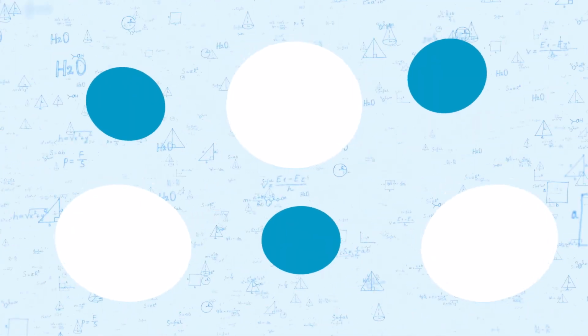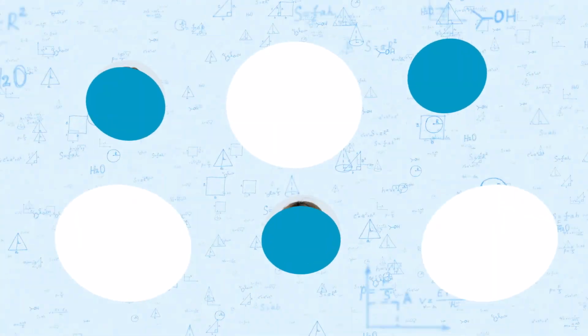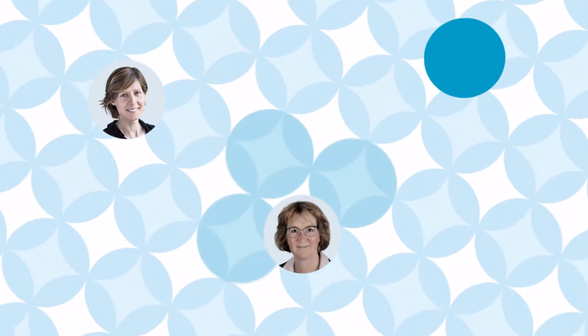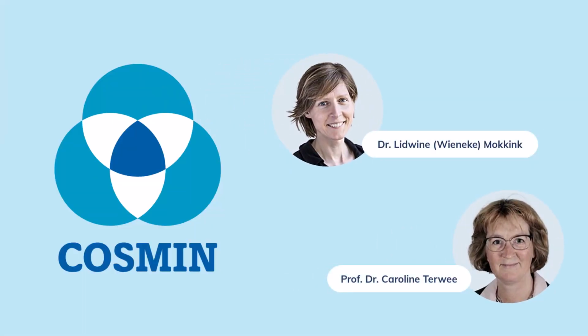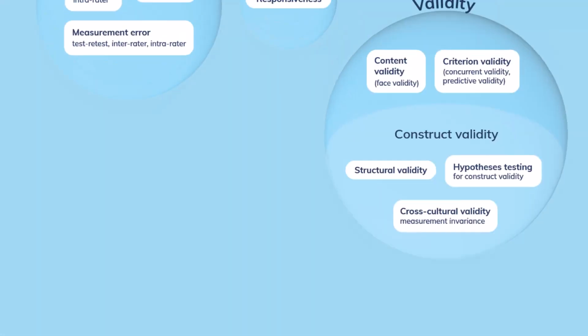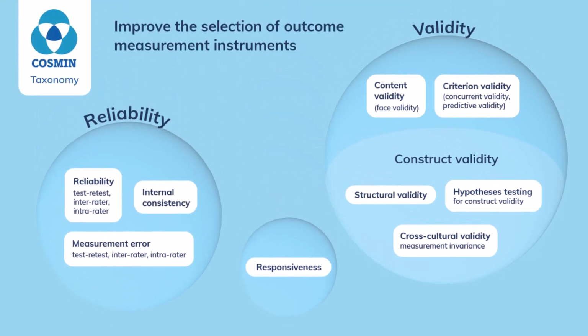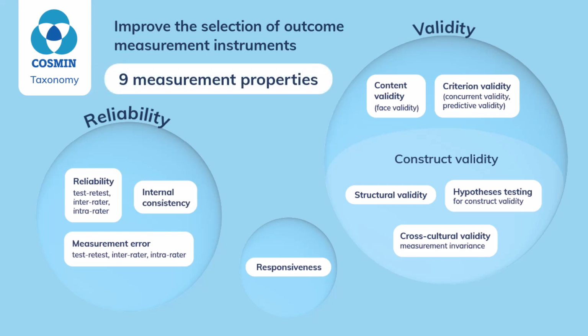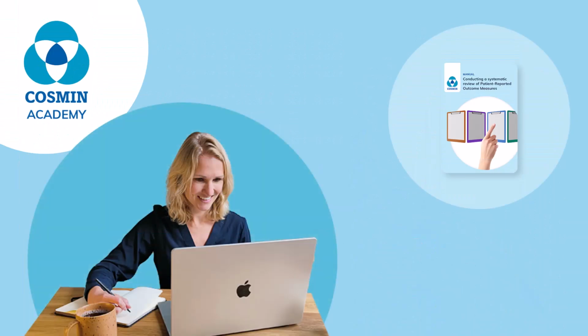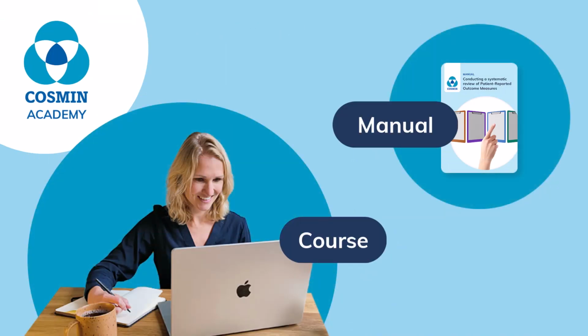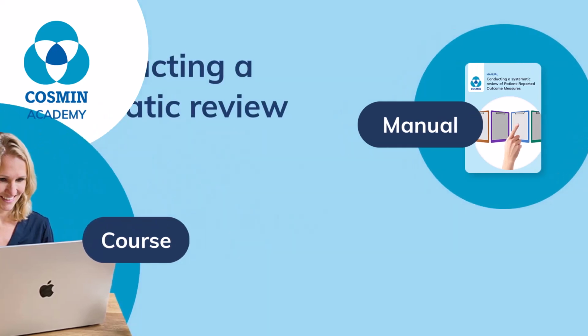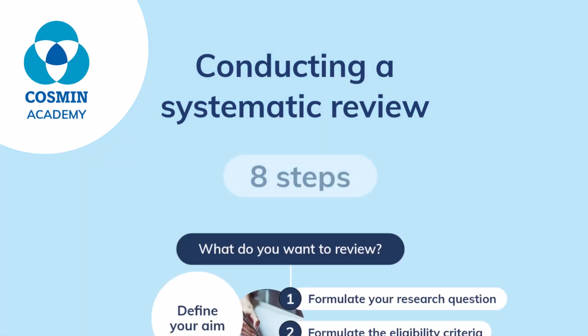Do you think this is complex? Don't worry, we're here to guide you. We are COSMIN, a multidisciplinary group of researchers in the field of medicine. We have developed a methodology to improve the selection of outcome measurement instruments. As a part of this, we evaluate the quality aspects, the measurement properties of the instrument. With our course and manual, we help researchers through the process of conducting a systematic review. We do this in 8 steps.